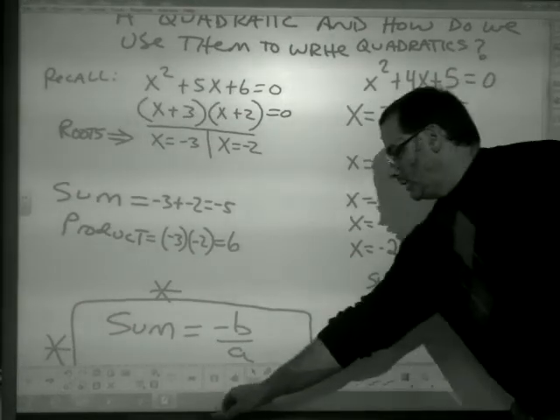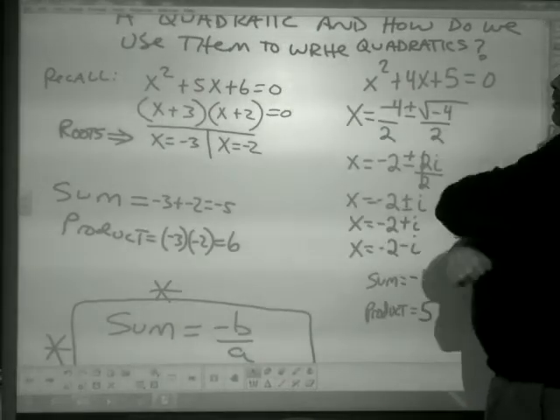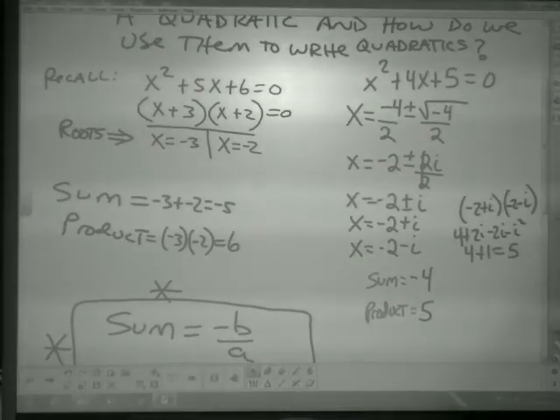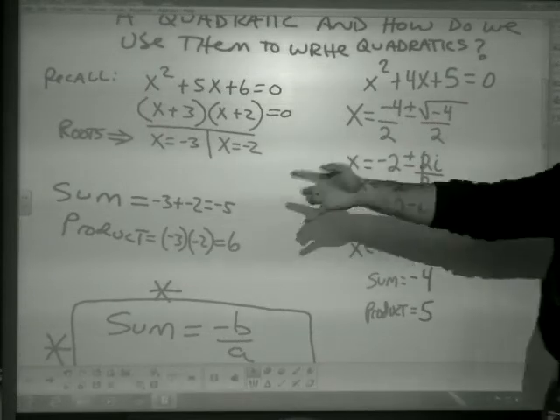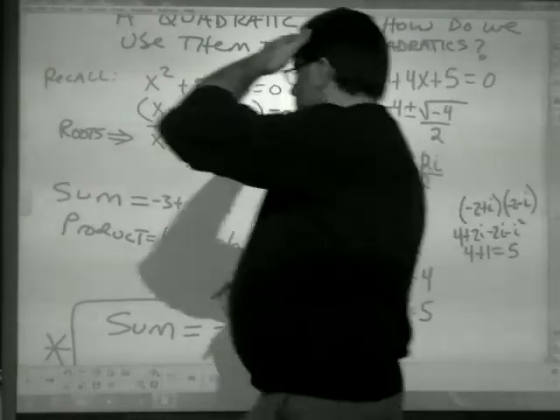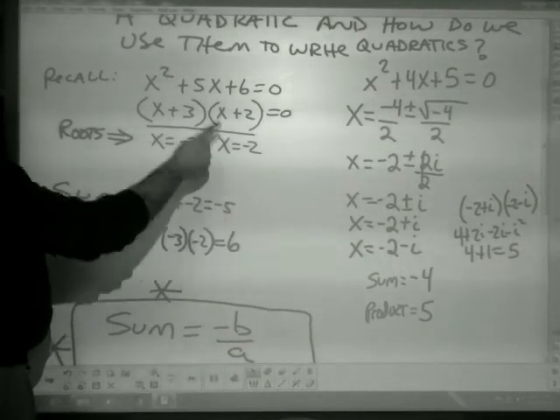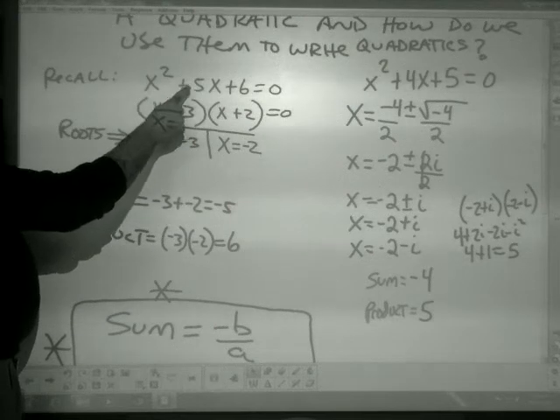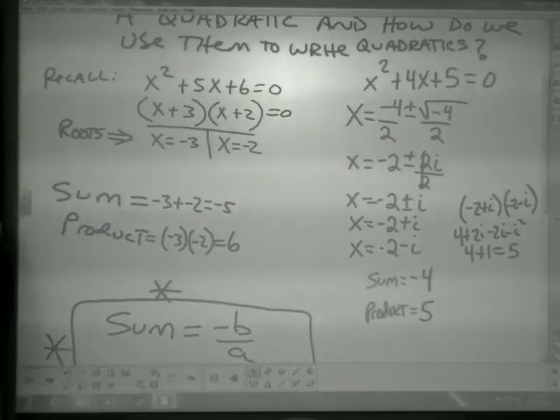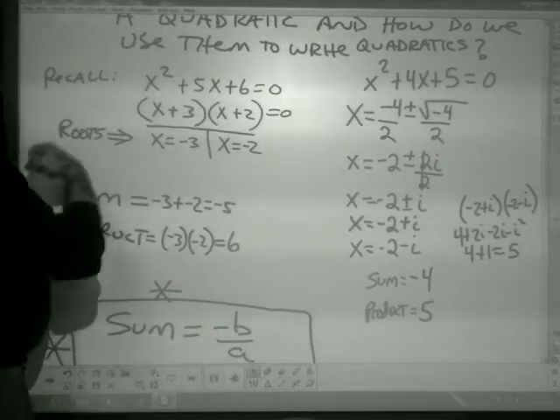You may say, well, why are we doing this? Well, I wanted to take a look at a couple different quadratics to see if we can come up with a relationship between the sum and product of the roots given the equation. And let's see what we notice. The sum here was -5. That looks a lot like this number, but it seems to be the opposite sign. The product is 6. Seems to be that number.